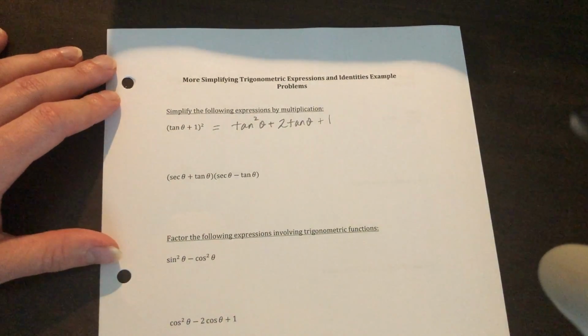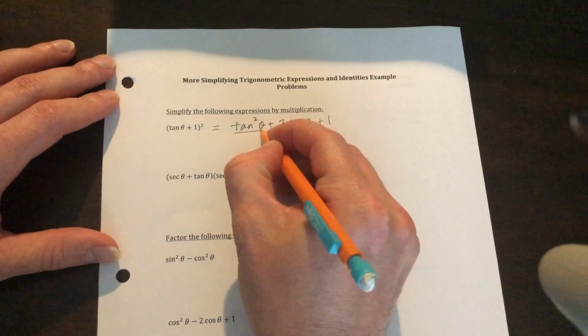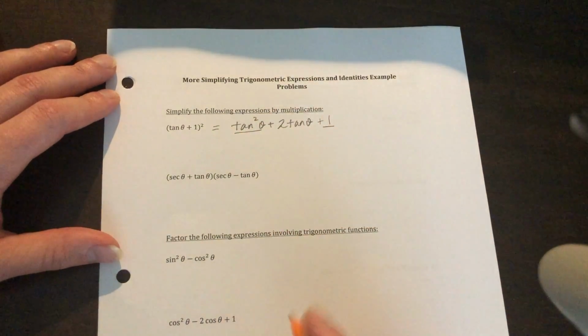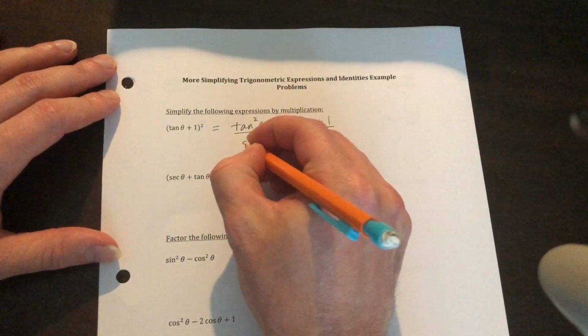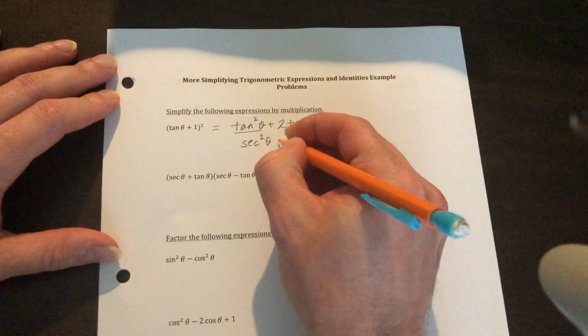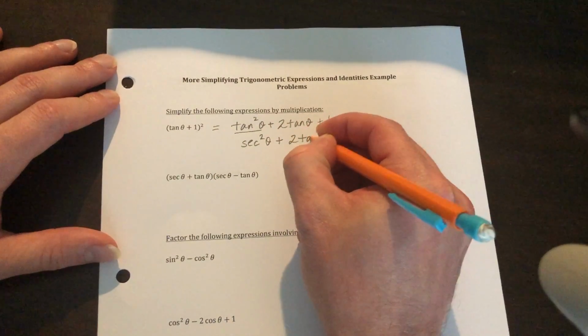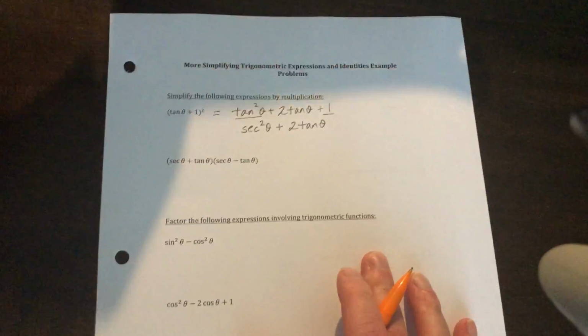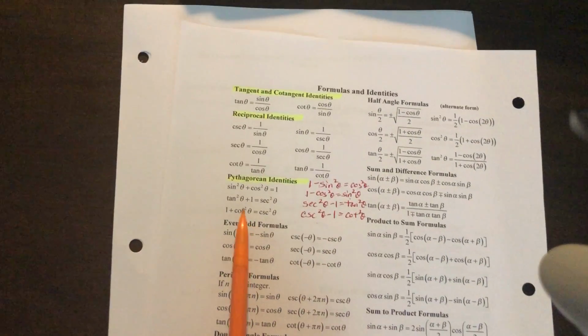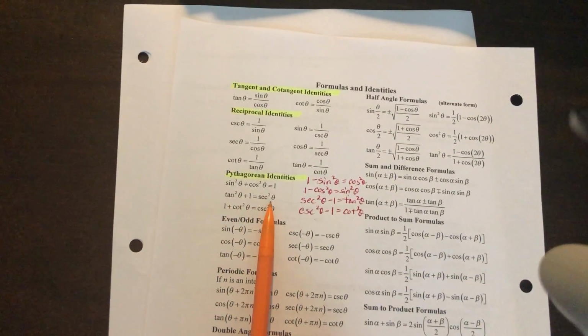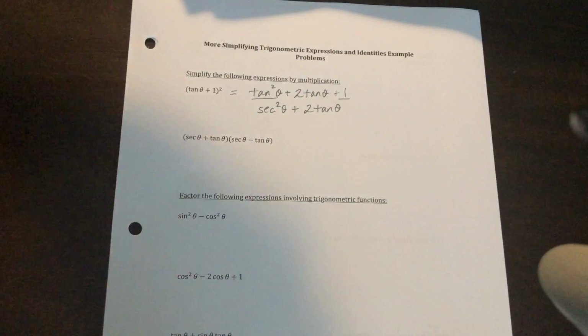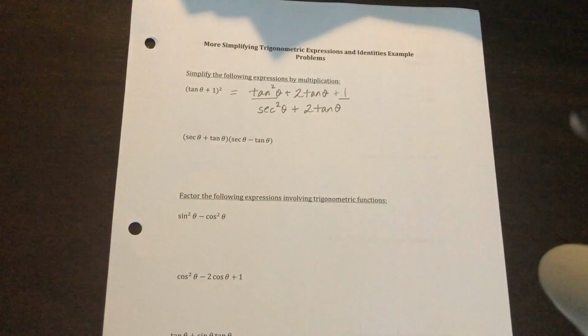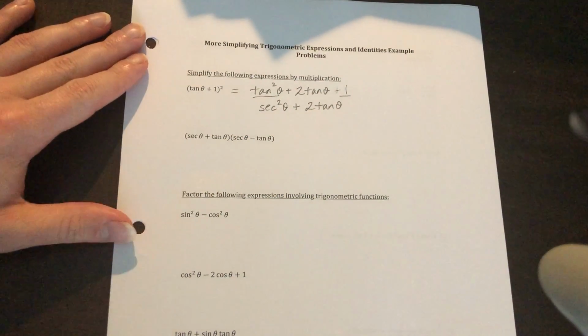Now, tangent squared plus 1, if we go to our trig identity sheet, is secant squared theta. We get that from right here. Tangent squared plus 1 is equal to secant squared theta. And you're done. That's as much as you can simplify it.